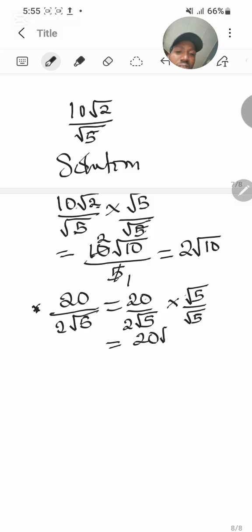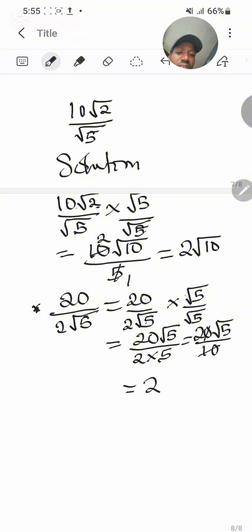That's going to give us 20 root 5 over this 2 multiplied. Don't forget there's an invisible 1 here. That's going to be 2. Surd 5 times surd 5 is going to give us 5. So we have 20 root 5 all over 10. Cancel the 0. Our final answer is 2 root 5.